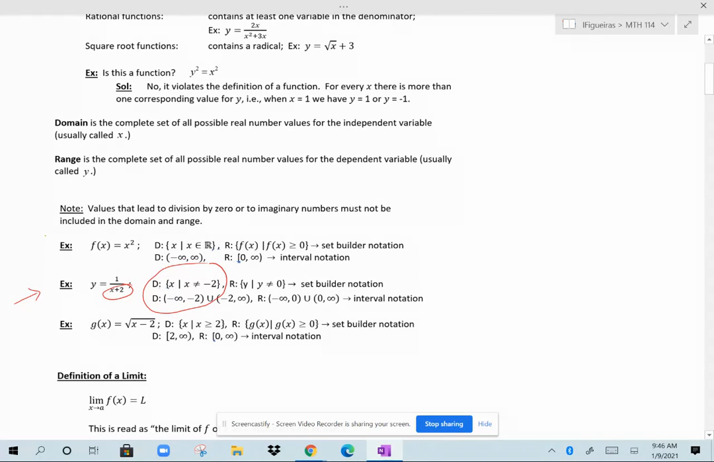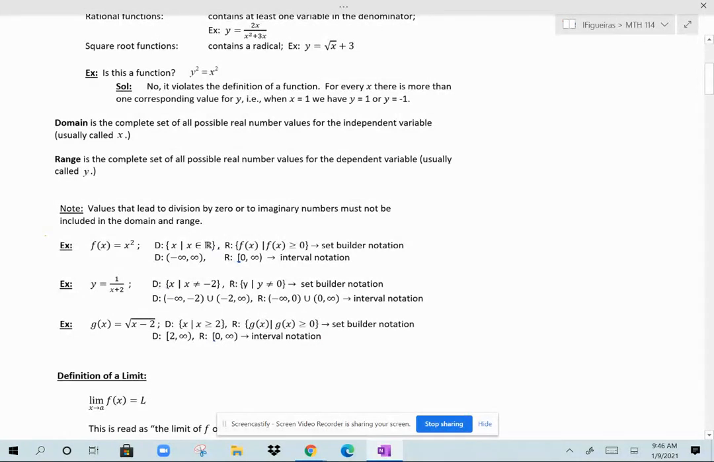Or in interval notation, it is a union of two intervals. It's from negative infinity to negative 2 with a parenthesis around the negative 2, and then from negative 2 to infinity. The parenthesis means do not include the number. So parentheses mean something different than the square bracket.